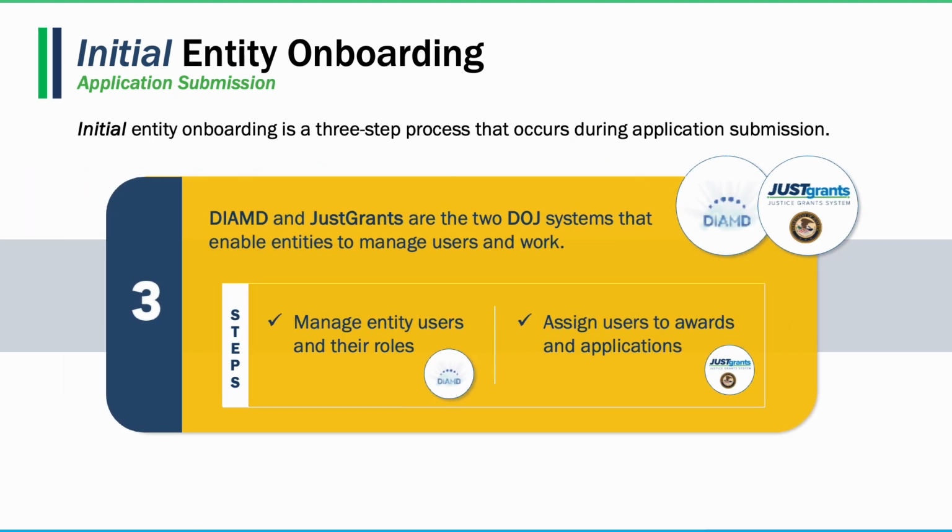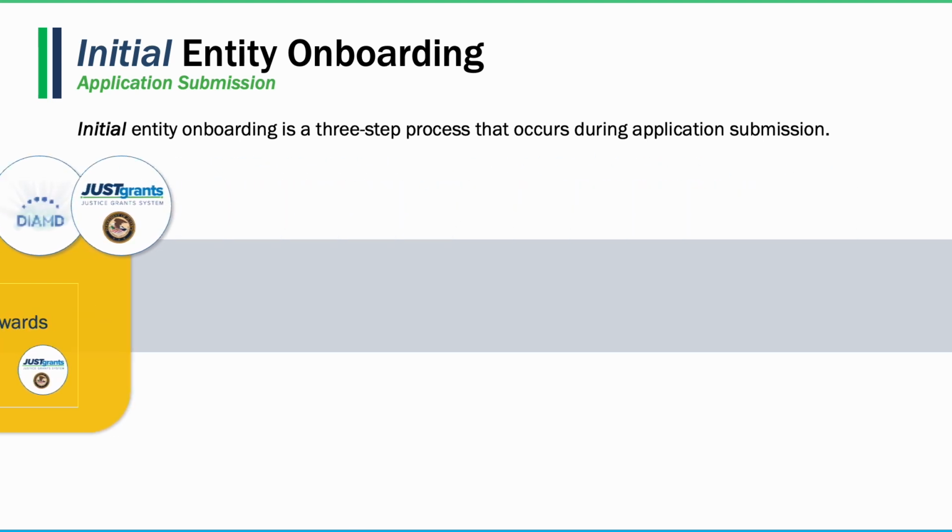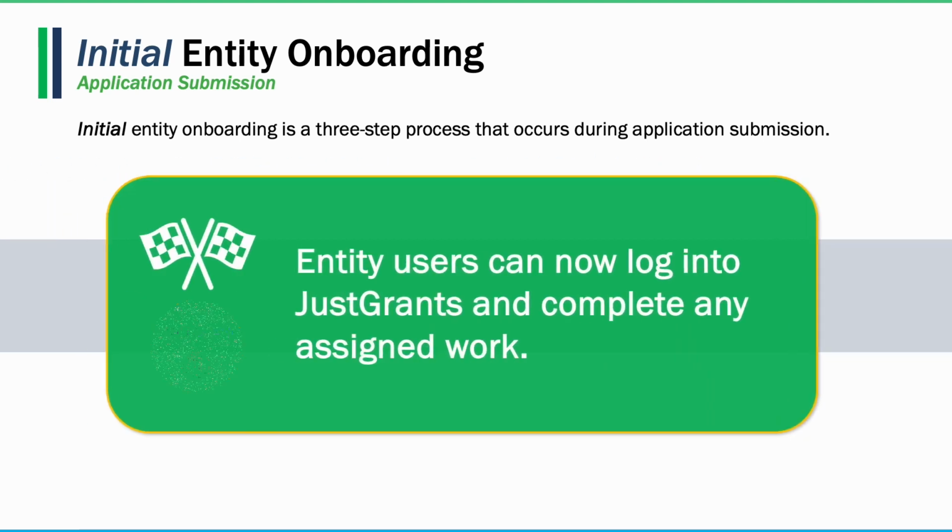Once JustGrants receives the grants.gov application, the entity administrator receives an email with onboarding instructions. Diamond and JustGrants are the two DOJ systems that enable entities to manage users and work. The entity administrator uses Diamond to manage entity users and their roles. The entity administrator then assigns users to awards and applications in JustGrants. Once entity users complete the Diamond registration process, they can log into JustGrants and complete any assigned work.